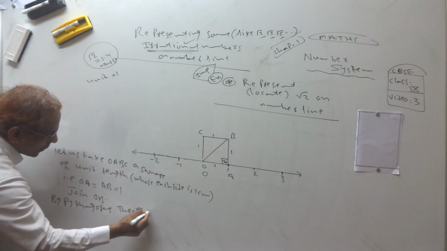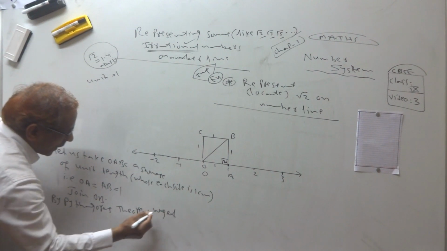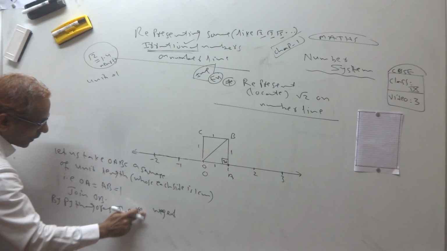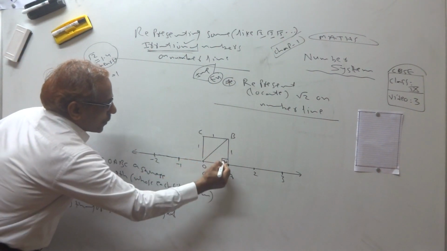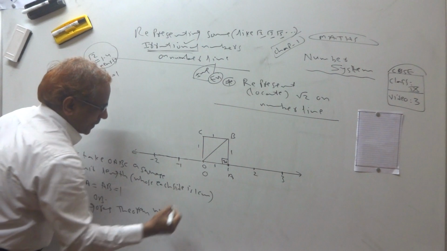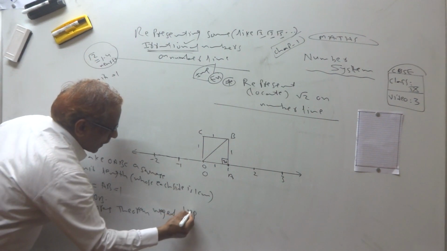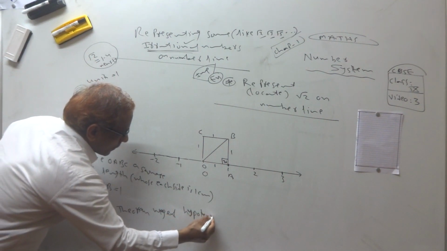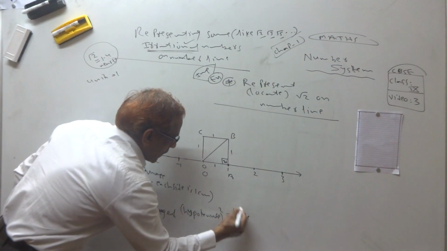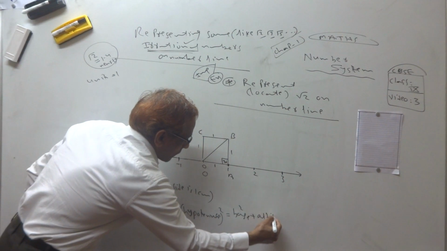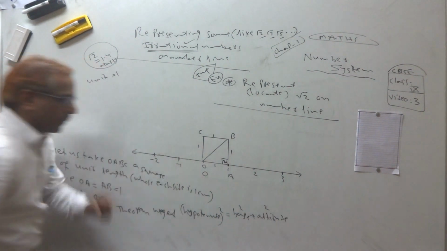By Pythagoras theorem, what happens? What is Pythagoras theorem? I will explain here directly. The side opposite to 90 degrees is called the hypotenuse. Hypotenuse square is equal to base square plus altitude square. This is called Pythagoras theorem.